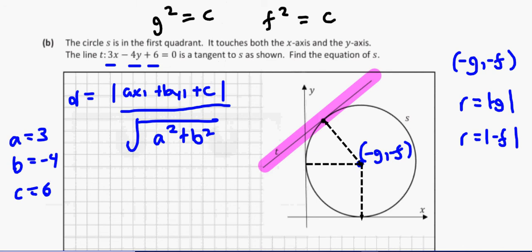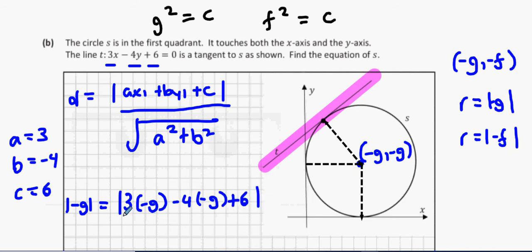The reason why we're going to call it minus G is because you don't want two variables, you only want one variable in this equation. Because the distance is actually going to be the absolute value of minus G. You could do all this with F's as well, it wouldn't really matter. And then we're going to square both sides anyway, so everything's going to come up positive in a few minutes. So it's going to be 3 times minus G plus minus 4 times minus G plus C, which is plus 6, all over the square root of A squared plus B squared, which is 3 squared plus 4 squared.